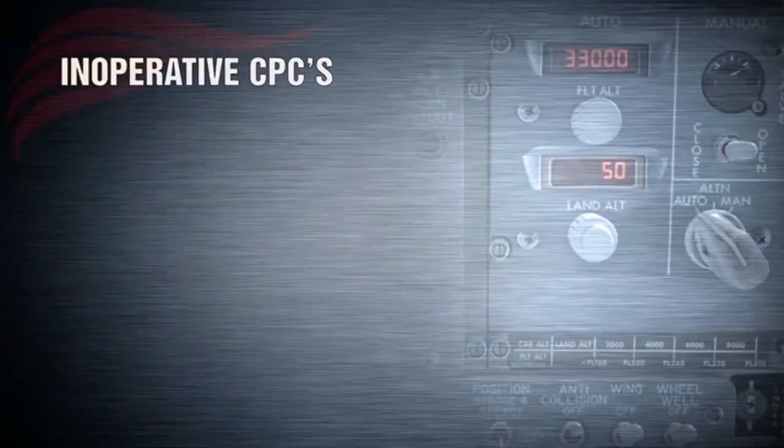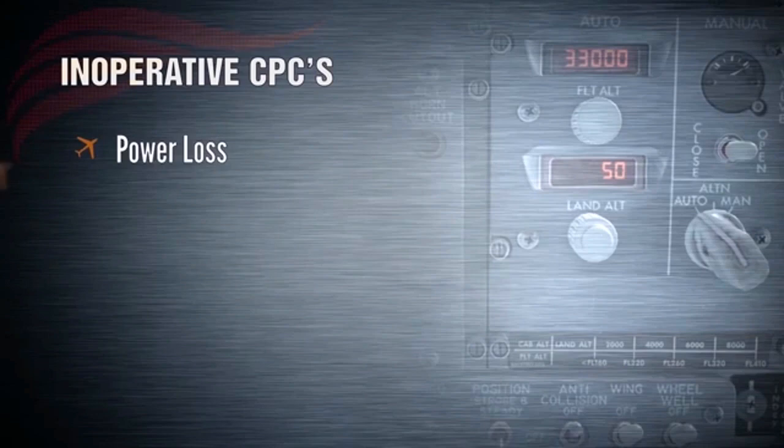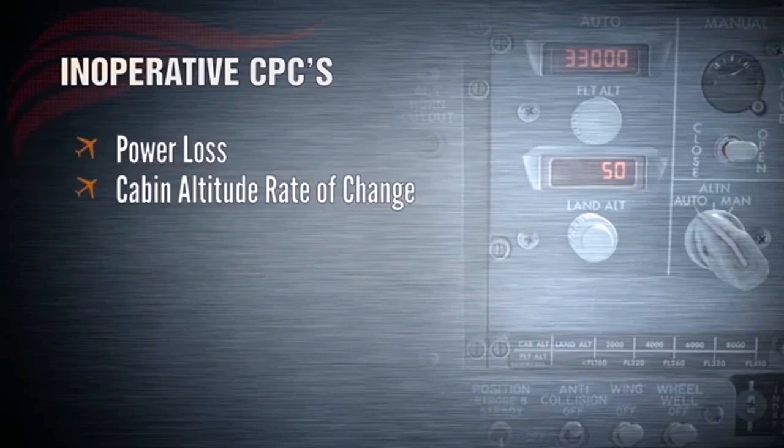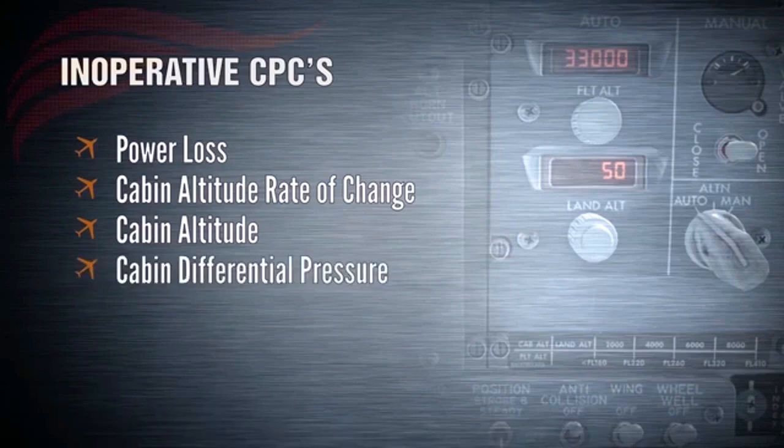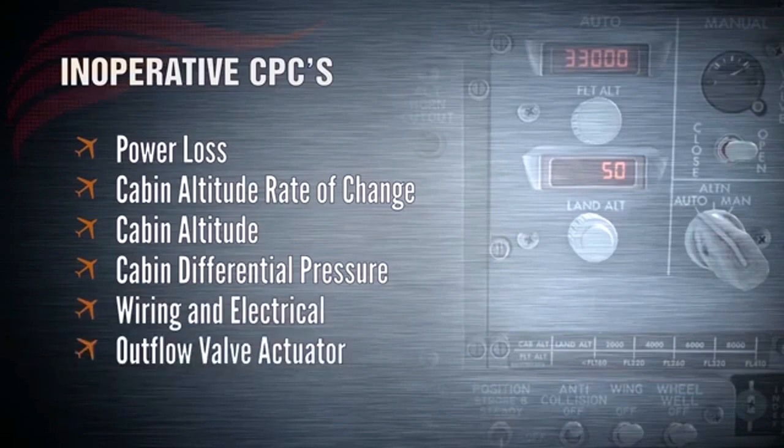Many unwanted conditions may cause one or both CPCs to become inoperative, thus triggering an amber autofail light in the cabin pressurization panel. These conditions are power loss, cabin altitude rate of change that is too high, greater than 2,000 feet per minute, cabin altitude is too high, greater than 15,800 feet, cabin differential pressure is too high, greater than 8.75 psi, wiring and electrical failures, outflow valve actuator failures, and either CPC having a failure.